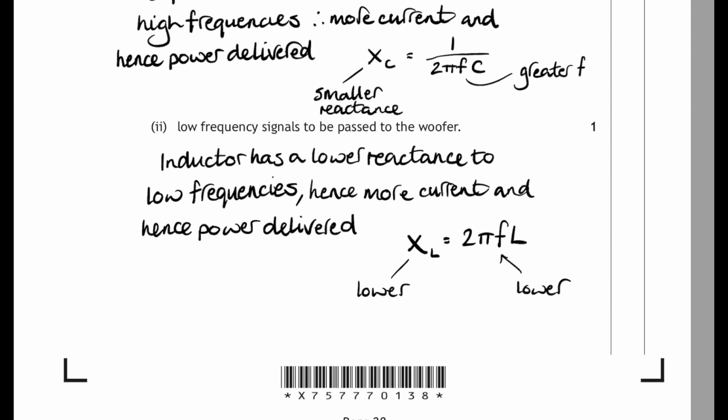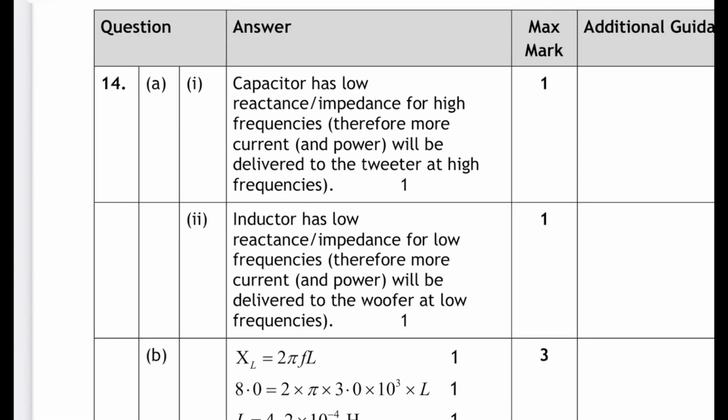Wonder what the marking instructions say. Well, there they are. So it really only says that the capacitor has a low reactance for high frequencies. Everything else is in brackets there, so that's all you have to say. And for part 2, the inductor has a low reactance for low frequencies. Remember, it's just one mark there for each of them.